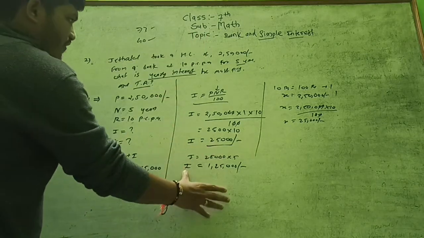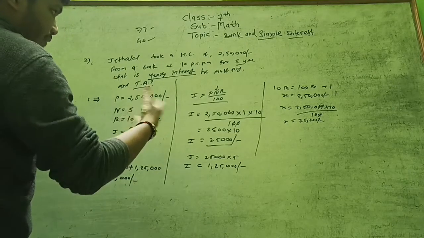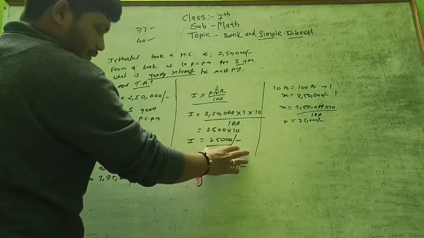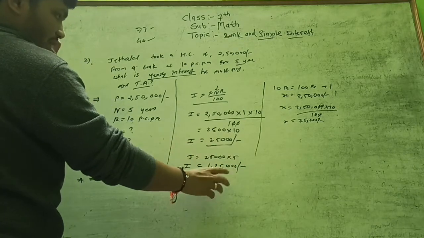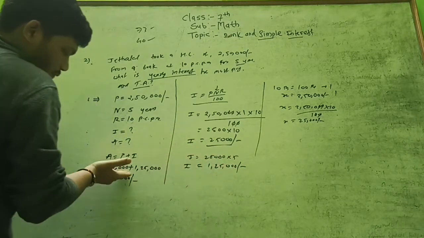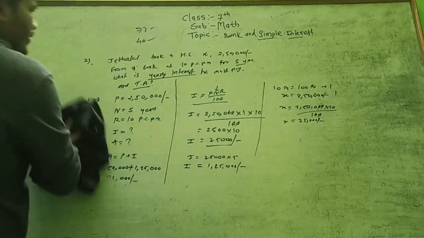So we found the interest per year, that is 25,000 rupees, and the total amount after the 5 years. We multiplied the 1 year interest by 5 so that we get the interest for the 5 years. Then we simply add this interest to the principal and we get the total amount after the 5 years that Jethalal should return to the bank.